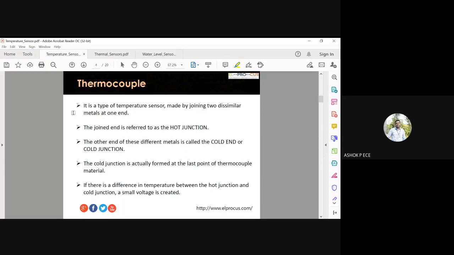As I said, the thermocouple is a temperature sensor made by joining two dissimilar metals at one end. If you use the same metal, then the thermal voltage will not be developed. The condition is that I have to use two dissimilar metals, two different metals, and join them by welding. The joined end is referred to as the hot junction. The other end is called the cold end or the cold junction. The cold junction is actually formed at the last point of the thermocouple material.